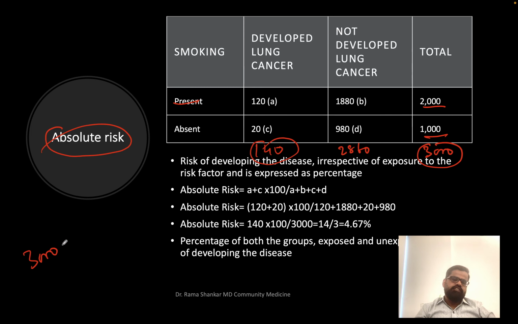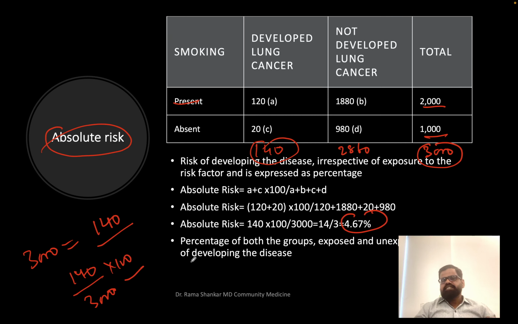So if I say in a population of 3,000, 140 people developed lung cancer, what is the percentage? So what will you do? 140 out of 3,000 into 100. So you will get 4.67%. This is simple, a percentage. You are giving it a name called absolute risk.